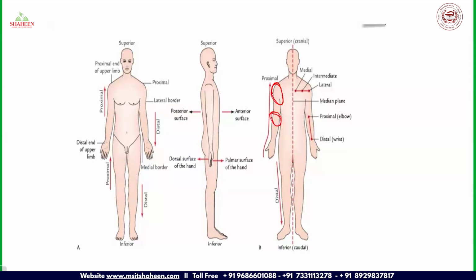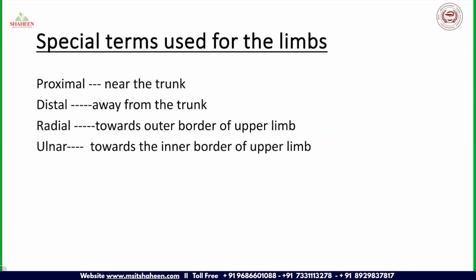When you compare these two joints, the shoulder joint is the proximal one, and the elbow joint is the distal one. If you are comparing your knee joint and ankle joint, which one is distal and which one is proximal? The knee joint is proximal and the ankle is distal. Very good. Any point towards the trunk, you call proximal. Away from the trunk is the distal one.